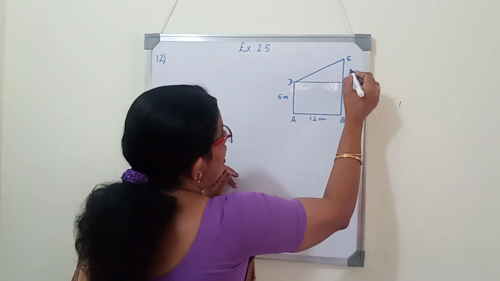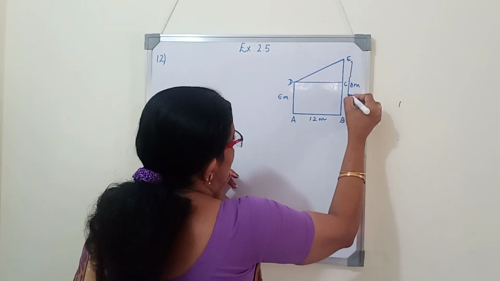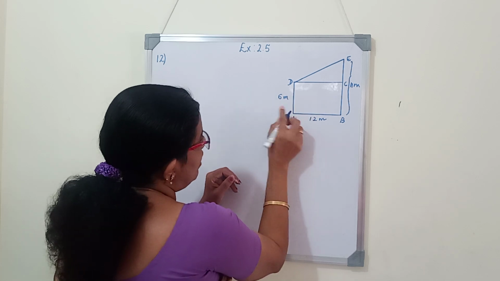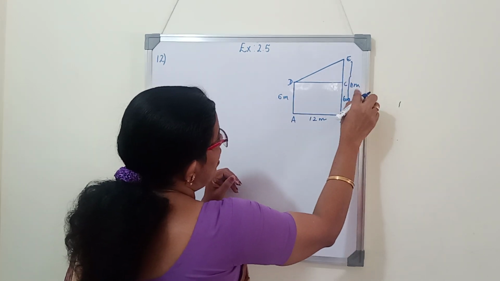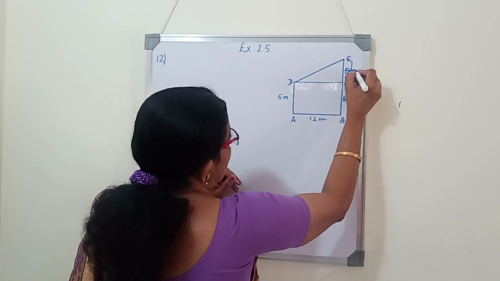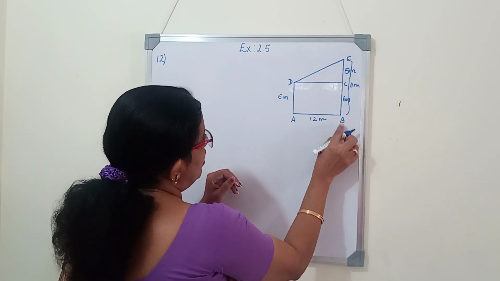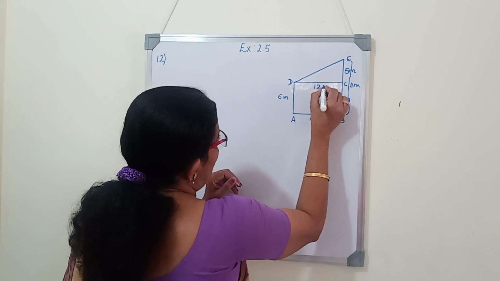Now BE is 11 meter. As AD is 6 meter, BC is also 6 meter. So CE will be 11 minus 6, 5 meter. And as AB is 12 meter, DC is also 12.